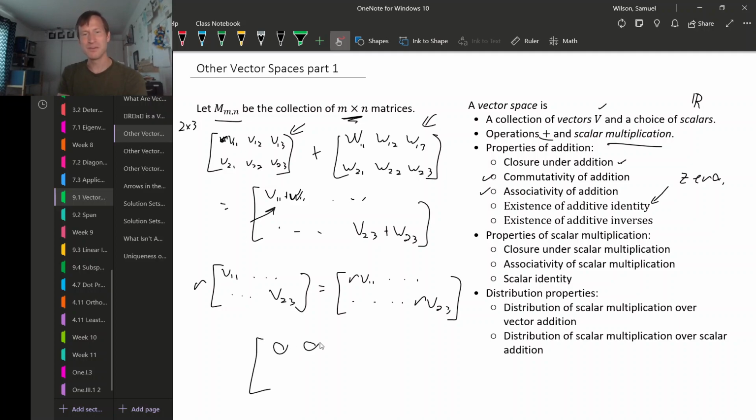For an additive identity, well, remember an additive identity is just a fancy word for something that acts like 0 for this vector addition. And of course the matrix with all 0 entries is going to be our additive identity. So we have an additive identity. And how about additive inverses?